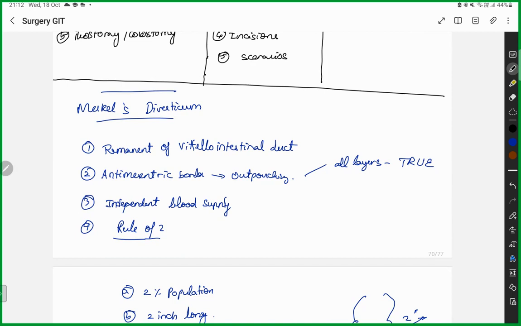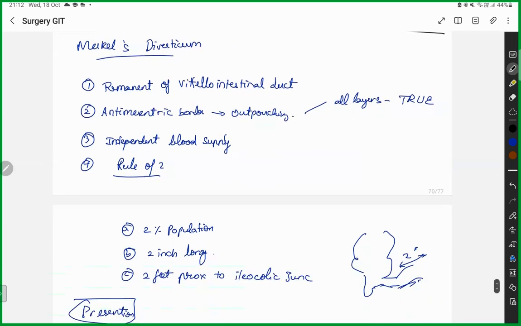So you're going to have 3 important points. What are those 3 important points? Number 1, 2% of the population, it is going to be 2 inches long, and it is going to be 2 feet proximal to the ileocolic junction.